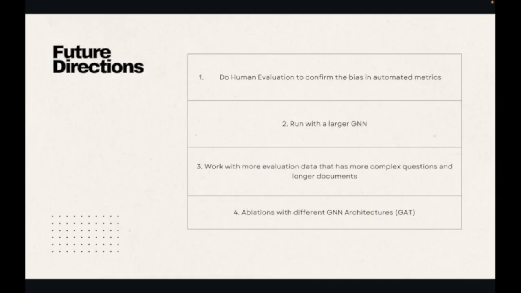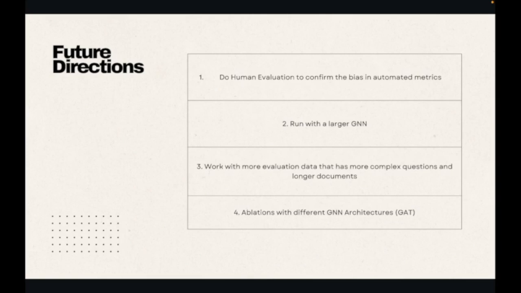Based on these findings, we have mapped out four key directions to take this research further. First and foremost, we need to conduct rigorous human evaluations. We suspect that automated metrics like ROUGE and BLEU are biased against our approach because they penalize non-adjacent sentence retrieval. We need human reviewers to confirm if the GNN is actually finding topically relevant content that the automated metrics are simply failing to recognize.